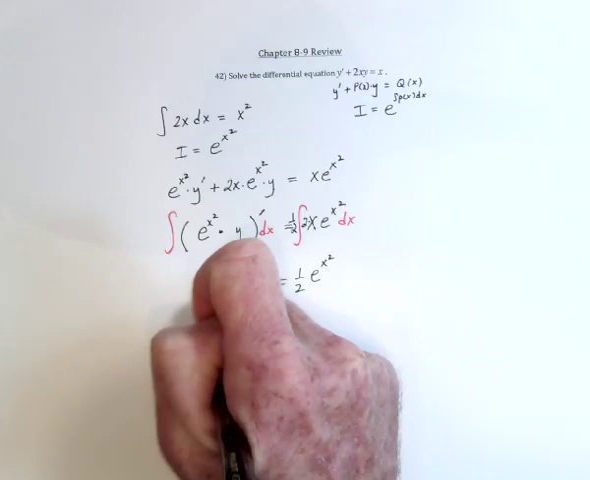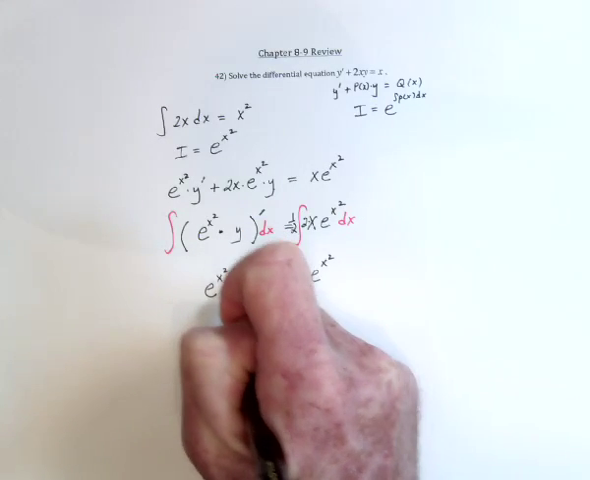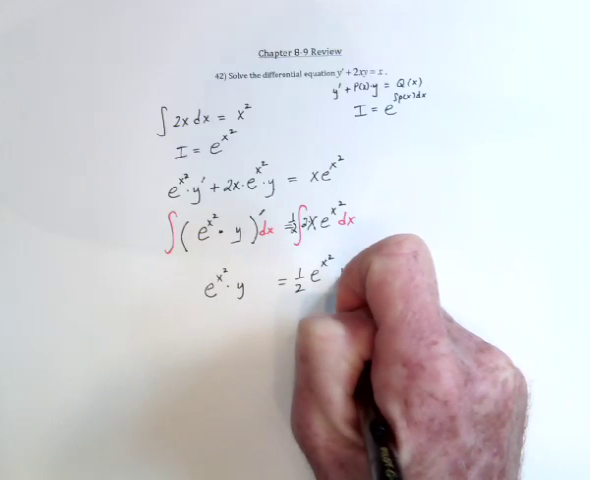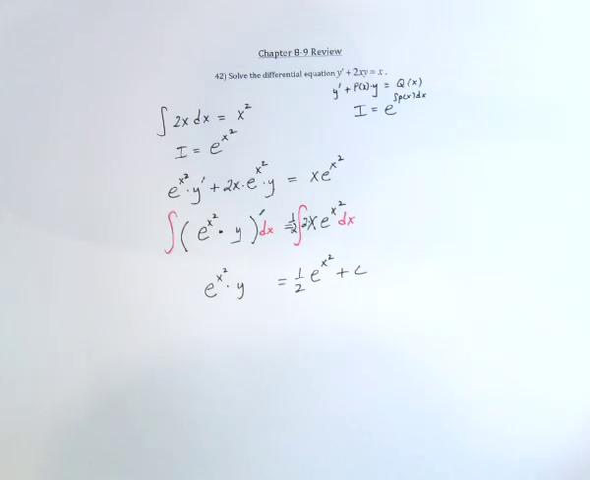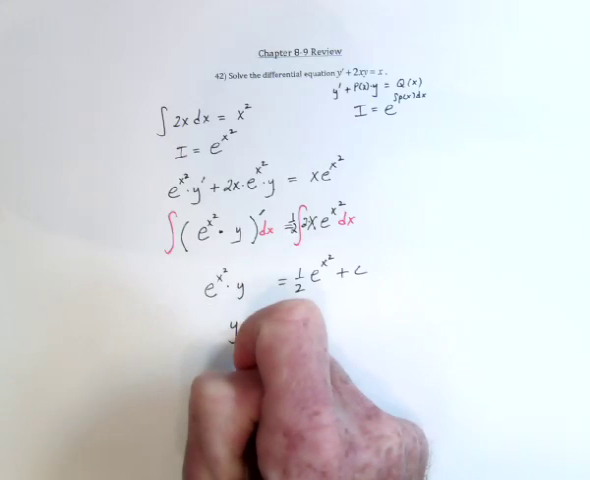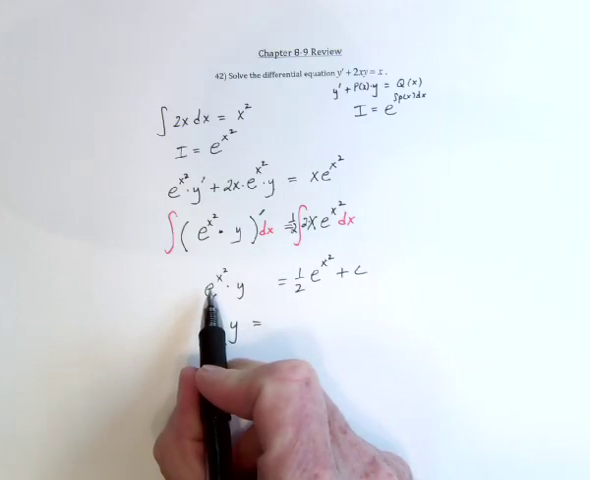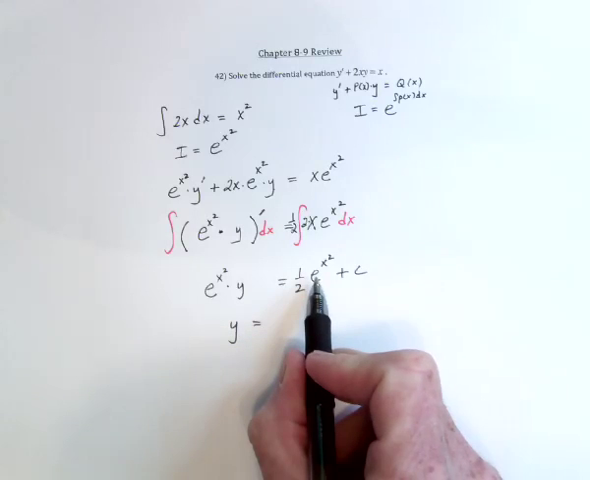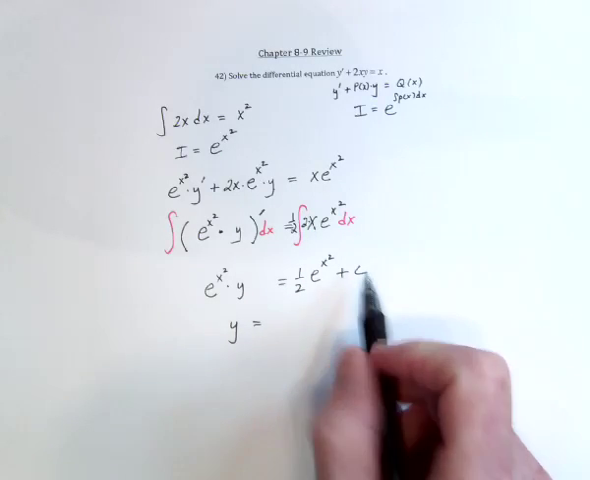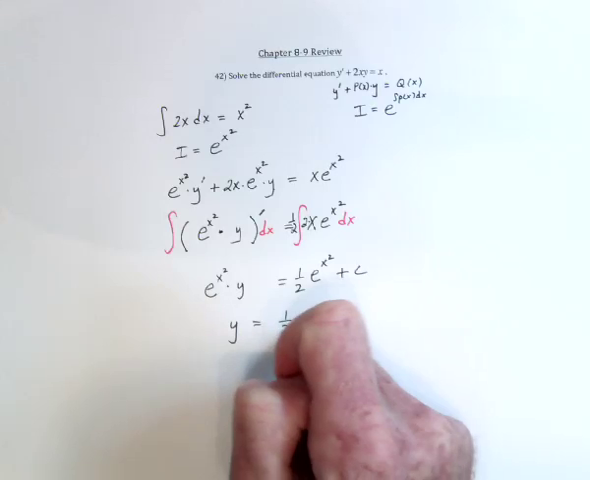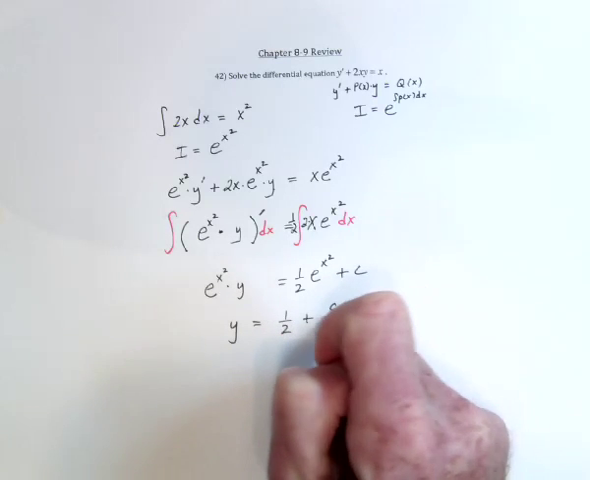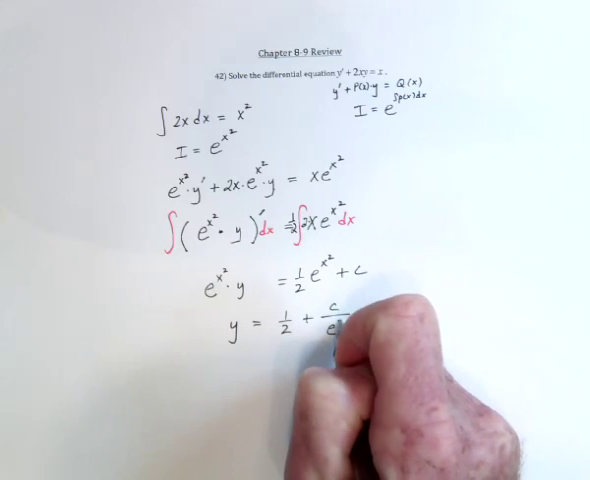We have e to the x squared. And we need a plus c in there now that we've integrated. So finally, to solve for y, just divide by e to the x squared, so get rid of this. It's going to actually cancel this, but you also have to divide here. So it would leave a 1/2 plus c divided by e to the x squared.